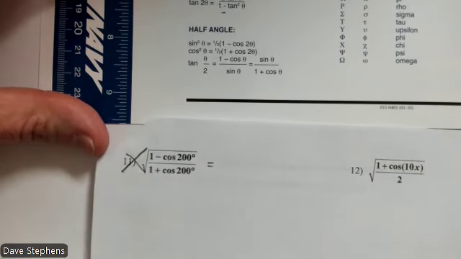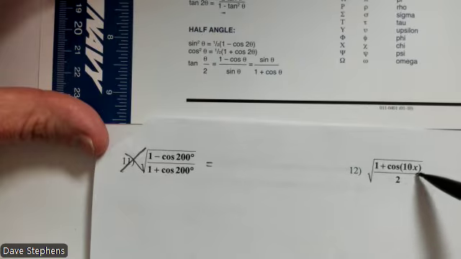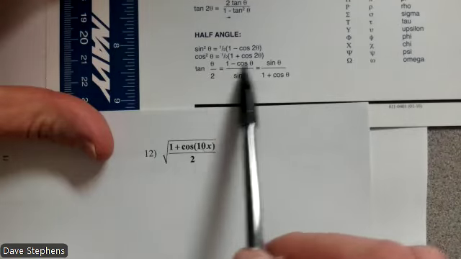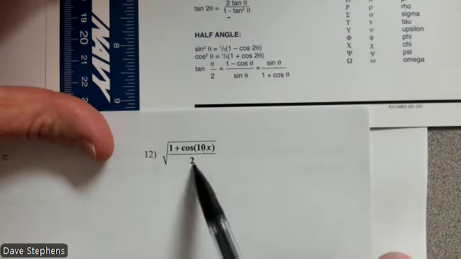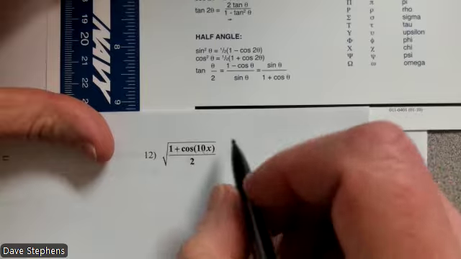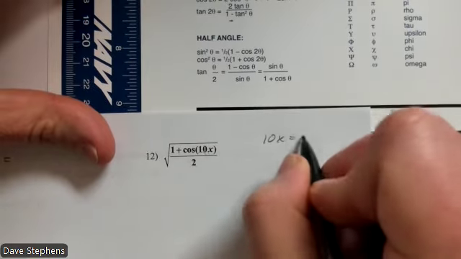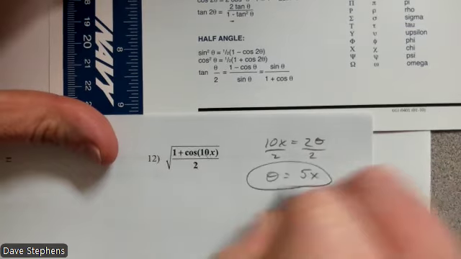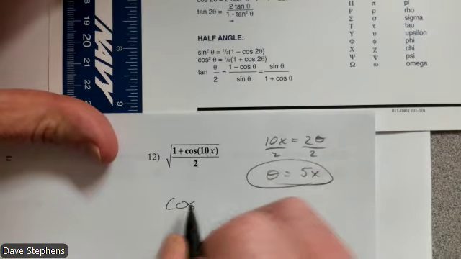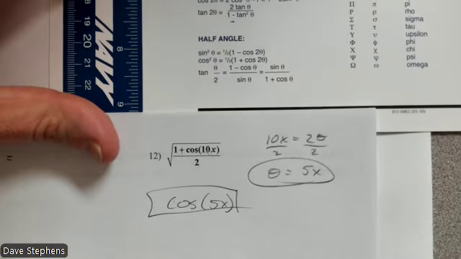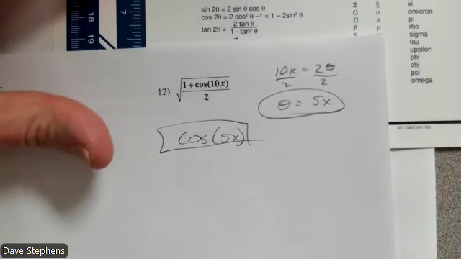Manipulating this for tangent of theta over 2, I don't like it. We could do this one, though. This one says a cosine, 1 plus cosine 2 theta over 2. That's this guy right here, cosine. So if I take 10x and I let that equal 2 theta, and I divide by 2, then theta equals 5x. So all of that gives me cosine of 5x. That's all I need. Okay.